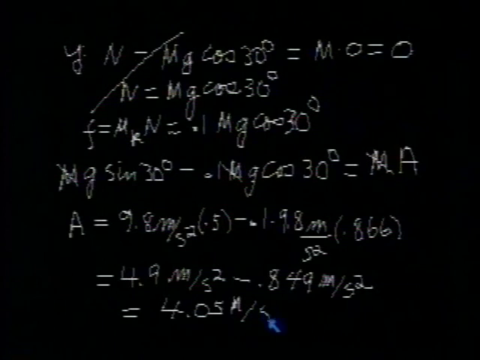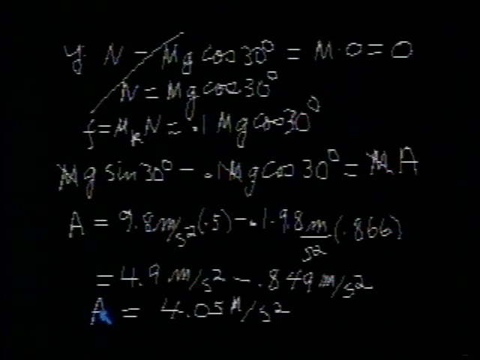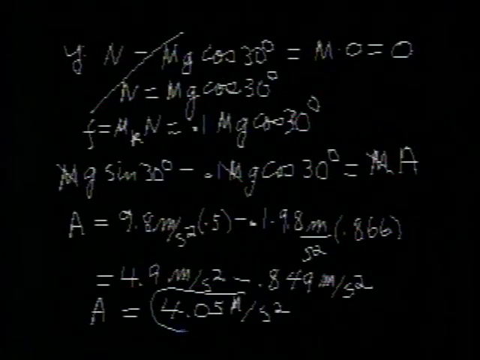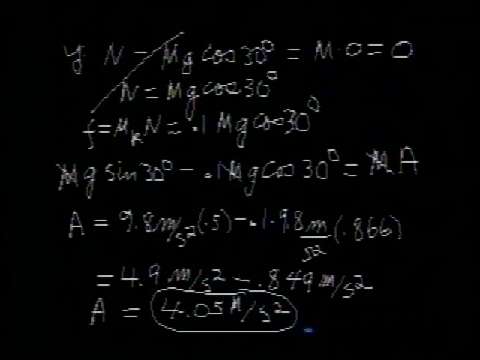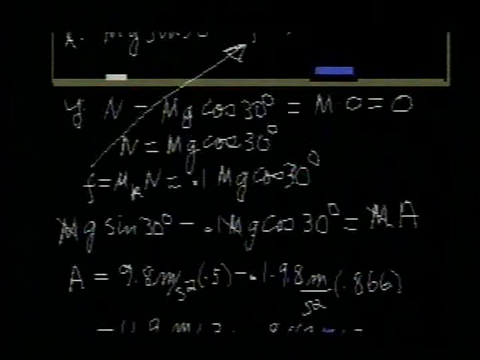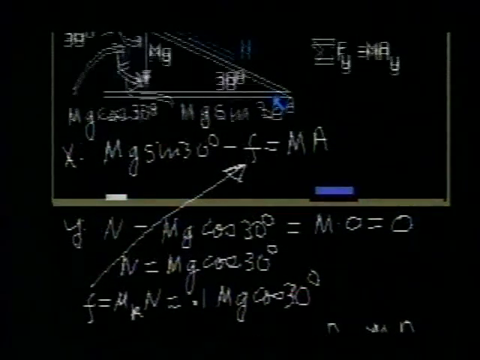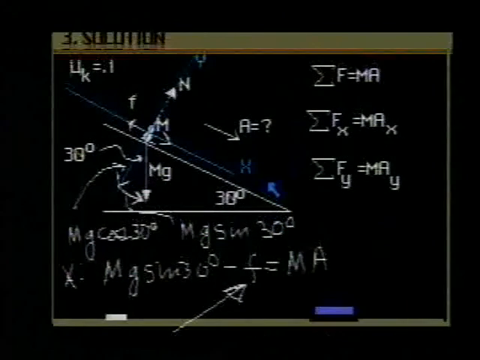So that is the acceleration of the skier down the plane, 4.05 meters per second squared, and that is the solution to our problem. Let us move on then to our next problem.